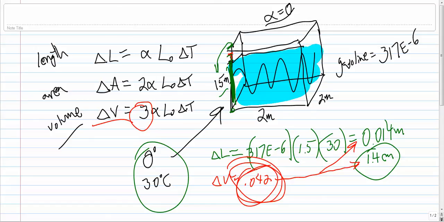So that's something that the electric companies, when they build this stuff, they plan for that kind of thing. So that is how you solve a thermal expansion or contraction problem.